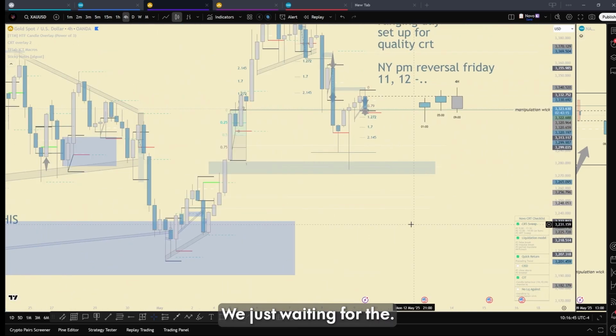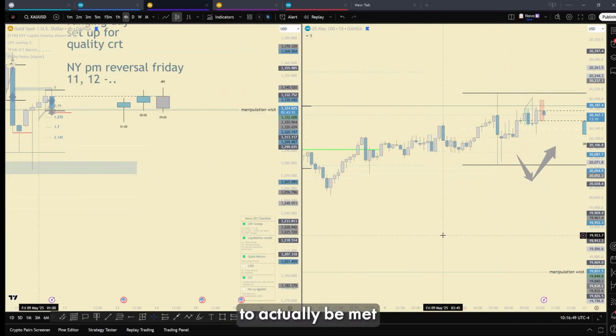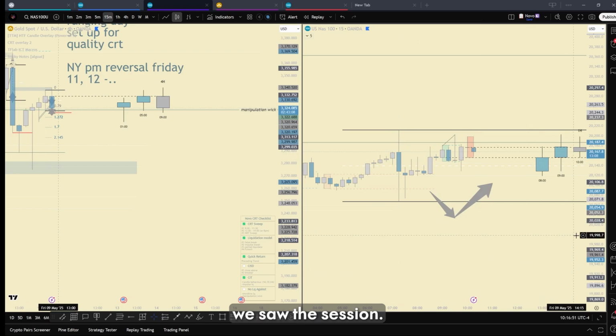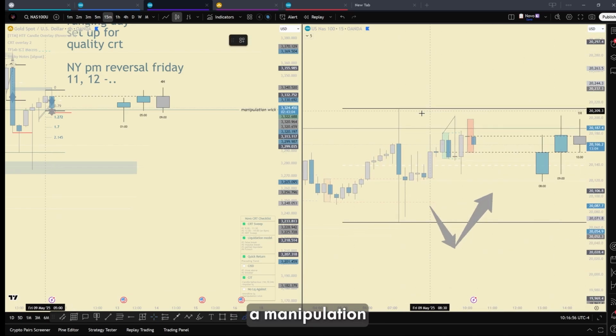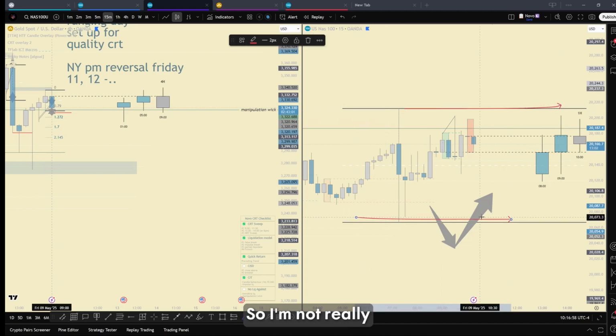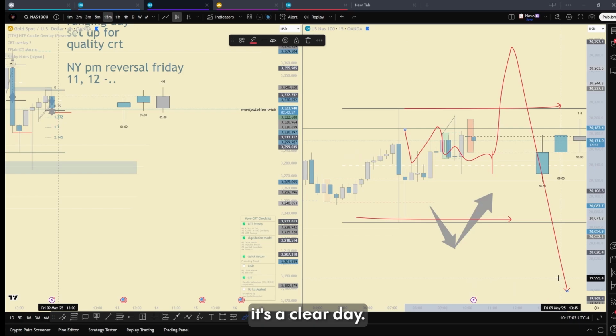Let's see. Nasdaq, we're just waiting for the CRTs to actually be met. Because of how the session started, we start off with a manipulation wick on either side, on the high and the low point. So I'm not really focusing on this range here until we get a clear day.